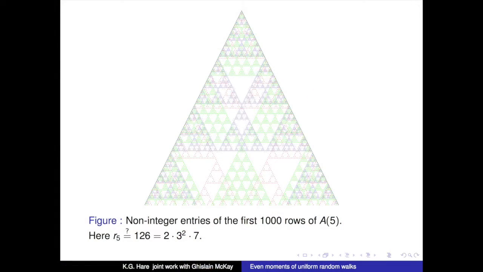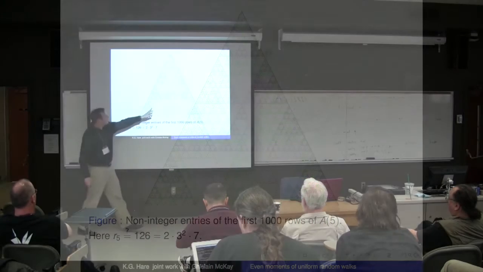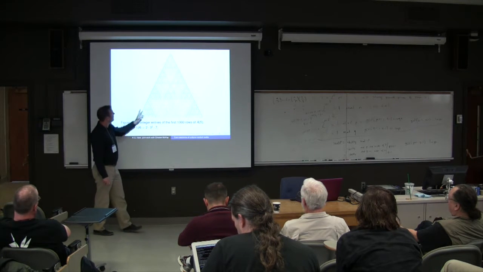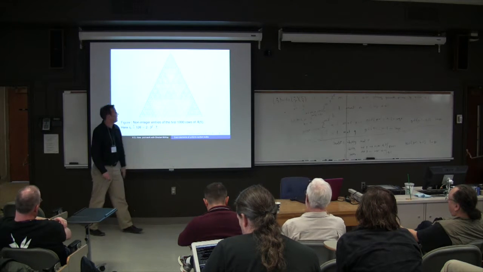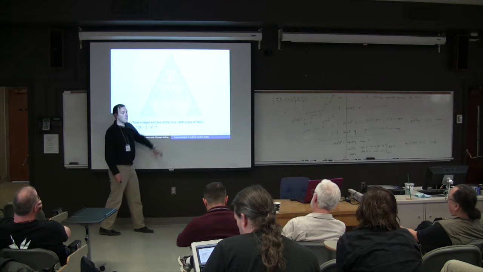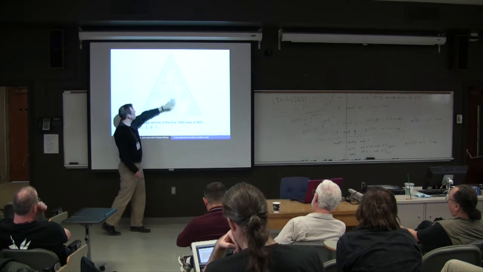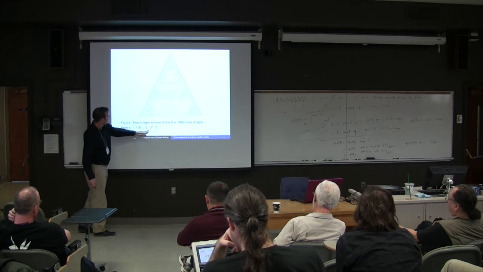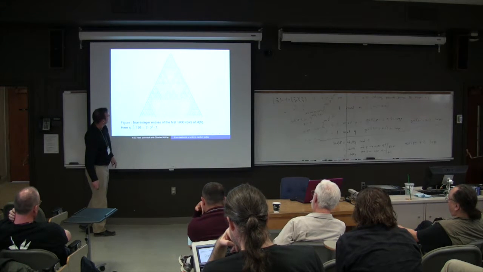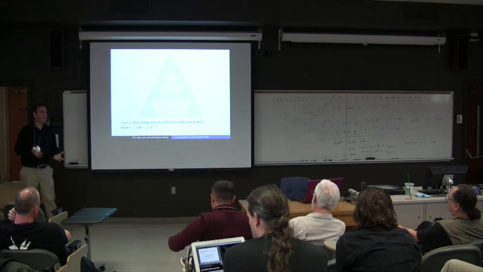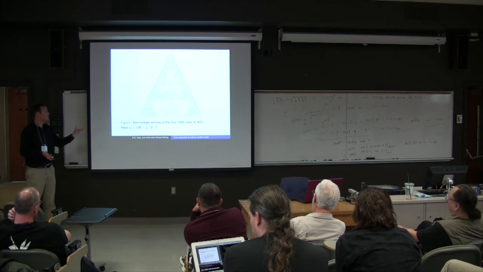Here, again, we're guessing it's 2, 3 squared, and 7. We're getting some of the 3's coming out in blue here. We're getting some of the 7's coming out in green. And when it's 3, it sort of looks like a Sierpinski triangle with 3 things at the base. When it's 7, it's got 7 things at the base. And the other one is 2, which is the red, because I've got 2 things at the base. So stuff is going on, and conjecturally, you're looking at these things.